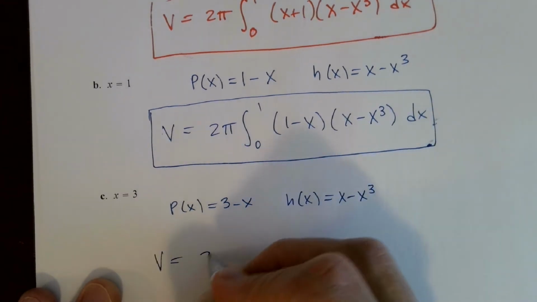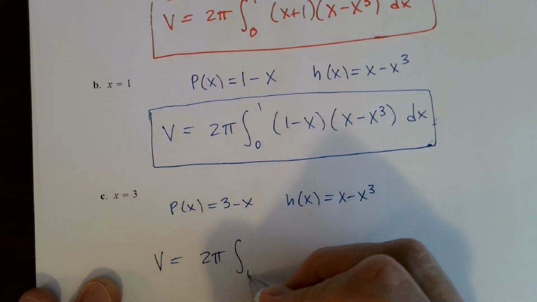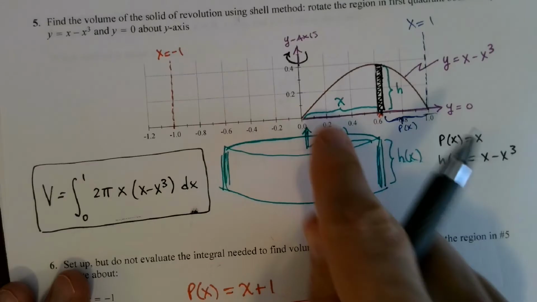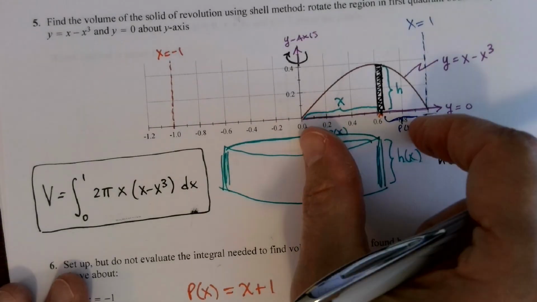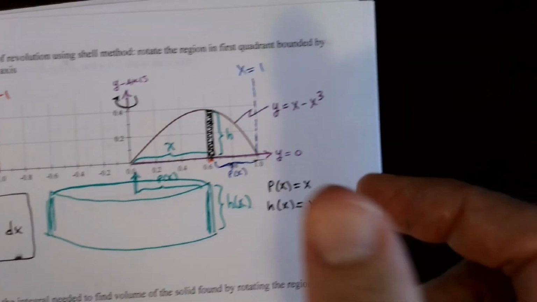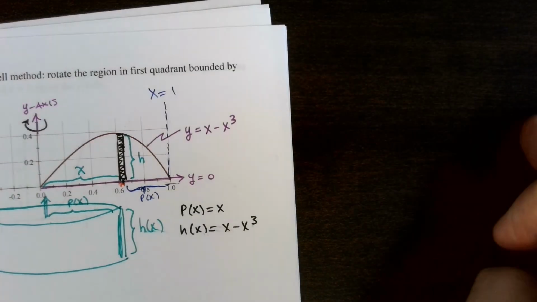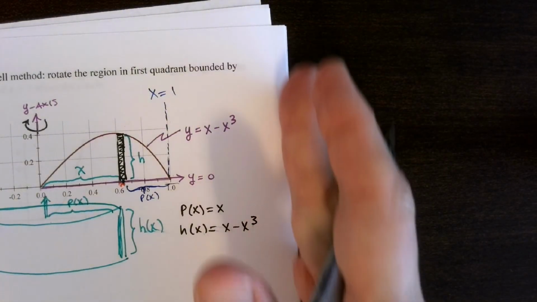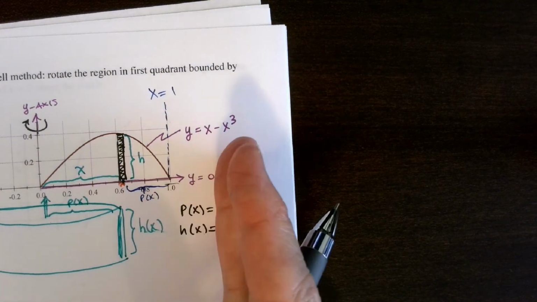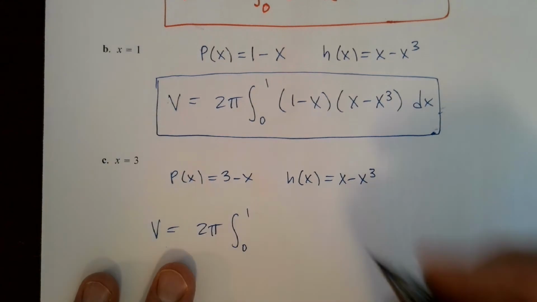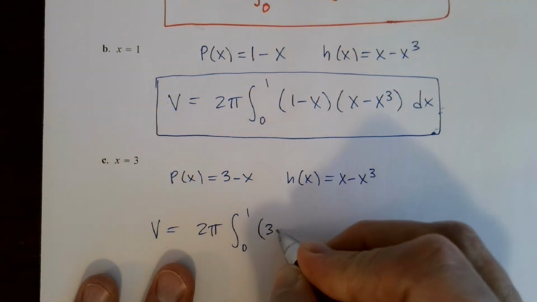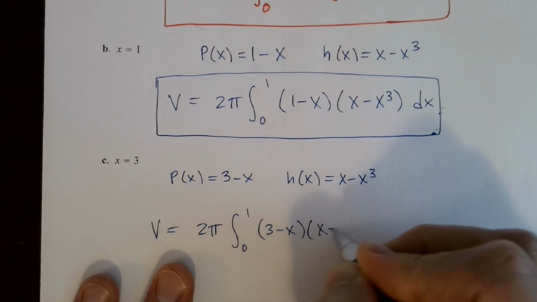And so the volume is 2 pi, again, integral still from 0 to 1 because that's the region. It's just from 0 to 1. So it's rotating around x equals 3, 1, 2, 3, somewhere way out here. So it's 2 pi p of x times h of x.